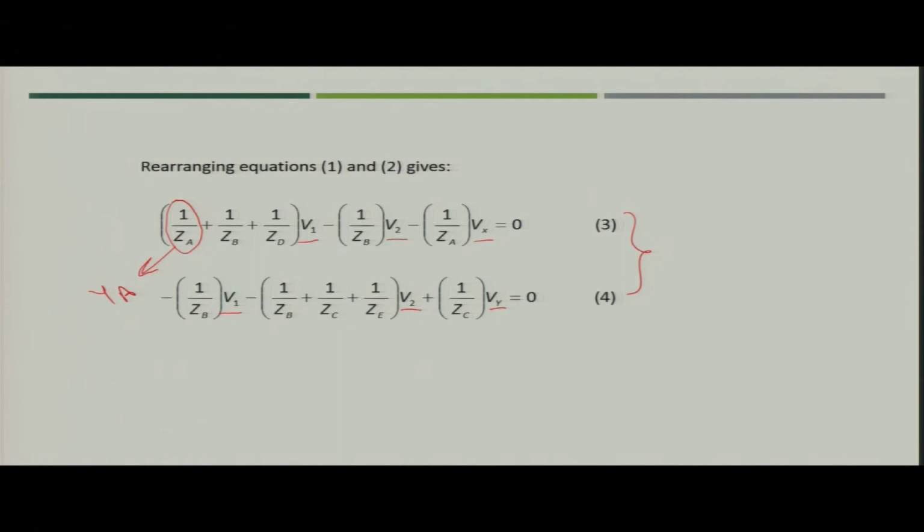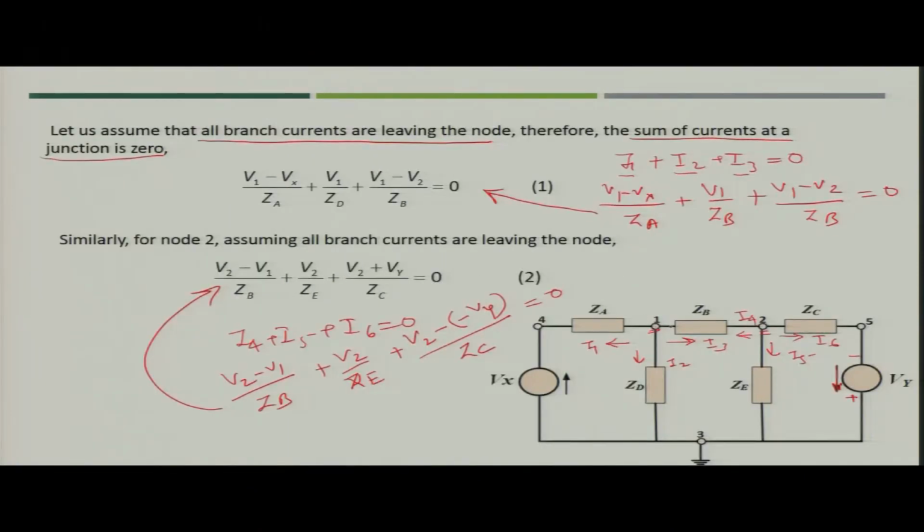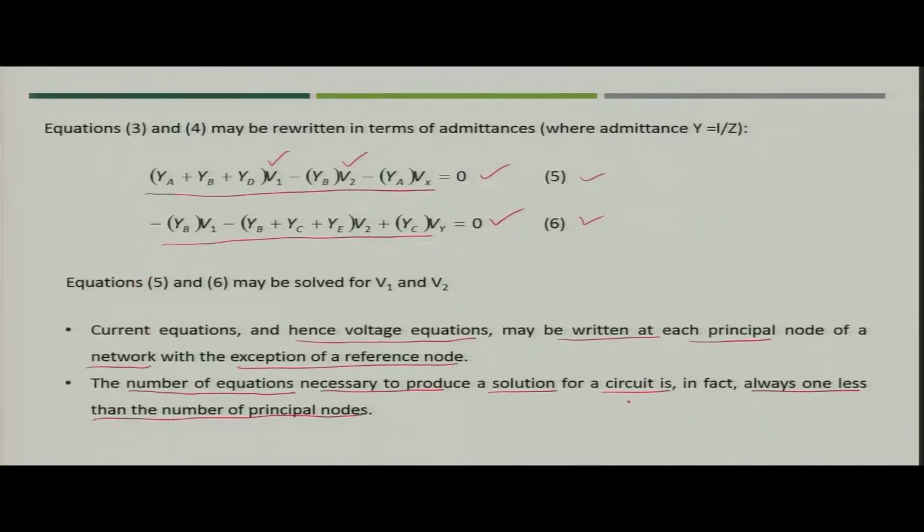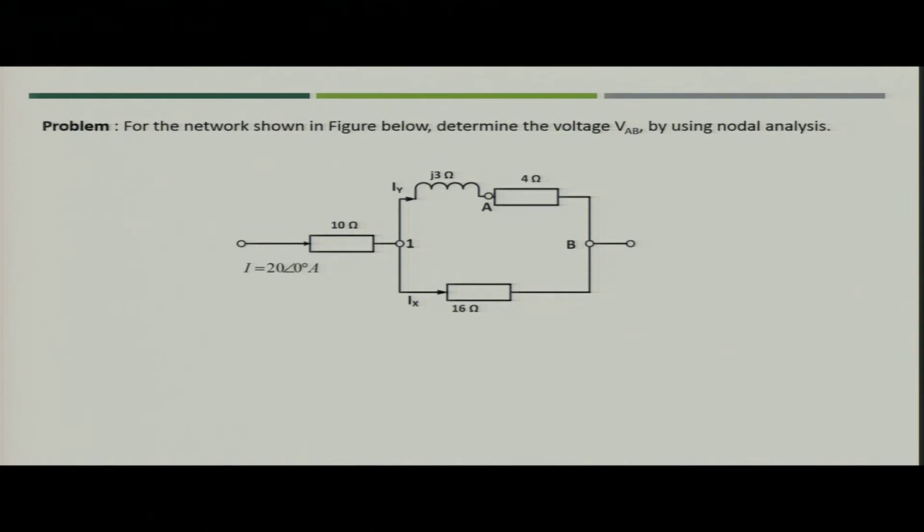So, in this figure the principal nodes were 3, 1, 2 and 3. So, the number of equations required would be 3 minus 1. So, you need 2 equations to solve the circuit and you got these 2 equations. With this equation creation you can solve the circuits which are having node voltages as a variable. So, let us take an example so that you can understand the concept clearly.